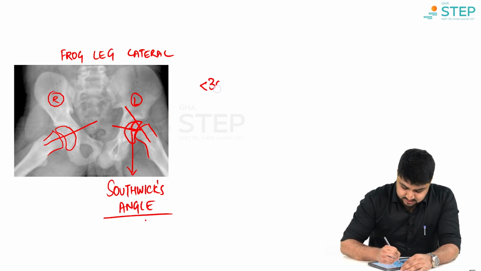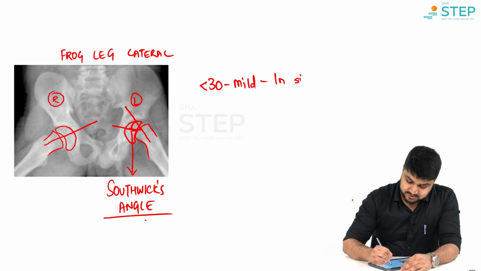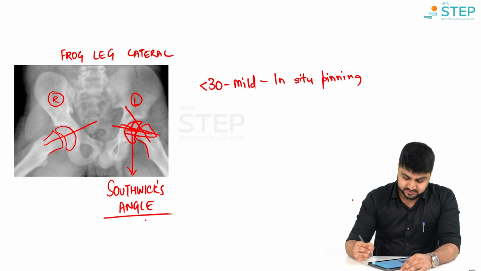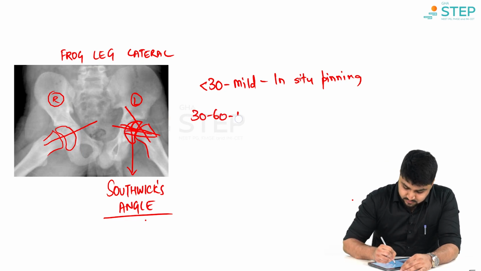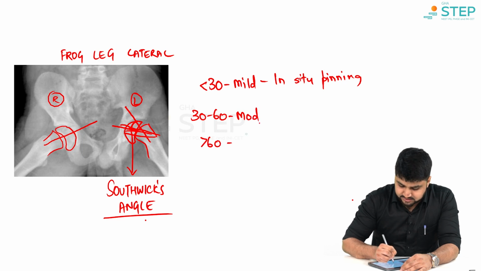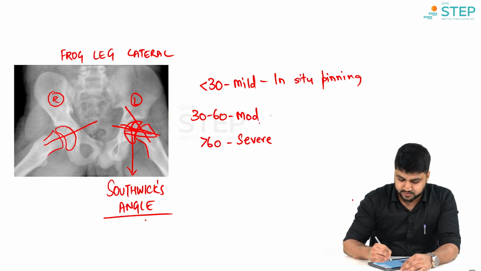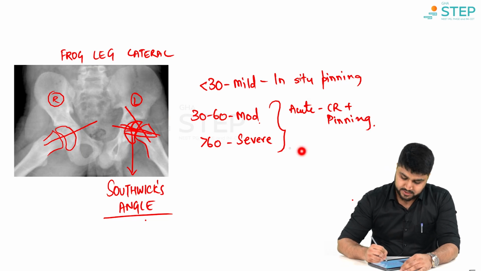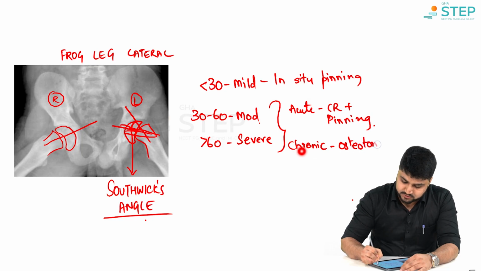So if the angle is less than 30 degrees, it is a mild slipped capitofemoral epiphysis, and the management for this is usually in situ pinning, okay, where you just directly pass screws across the metaphysis and the epiphysis. 30 to 60 degrees is moderate, and more than 60 degrees is a severe degree of slip. In these two cases, usually if it is an acute injury, closed reduction plus pinning is the modality of treatment. If it's a chronic case, usually an osteotomy is also required.